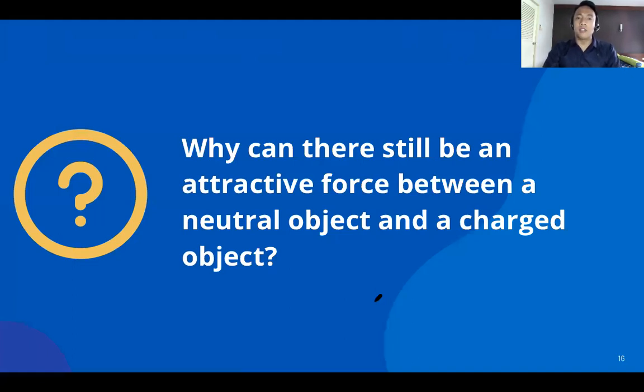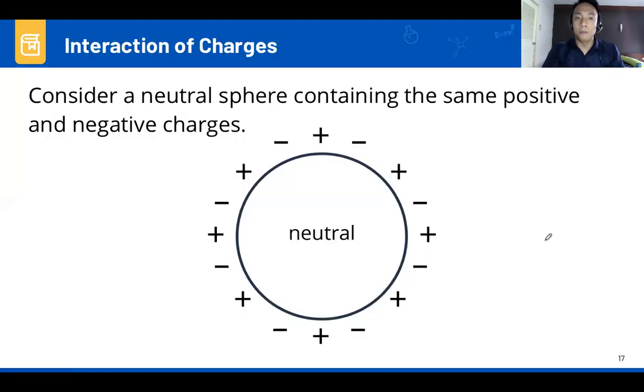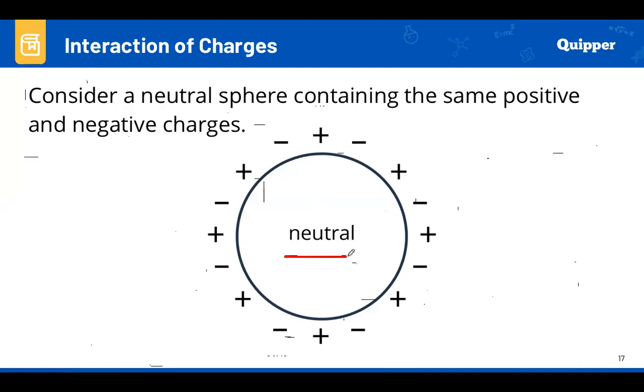Why can there still be an attractive force between a neutral object and a charged object? When we say neutral, that means balance. For example, this part is balance, at meron pa tayong mga ibang charged object here na nasa labas. Bakit daw itong neutral na object na ito can attract a charged object? Consider a neutral sphere containing the same positive and negative charges. So, balance yung electrons and protons. That is neutral.